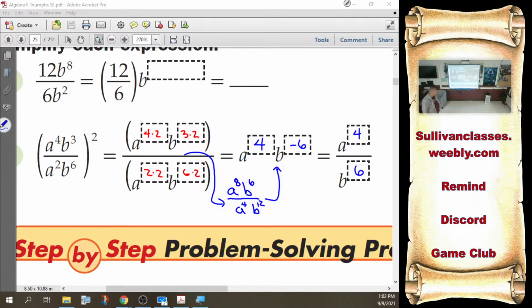Okay? So you see how I had to go a little off-road there to write out more steps? Sometimes they might not have enough blanks for all the stuff you want to write. Sometimes they're going to have too many blanks for what little you want to write.